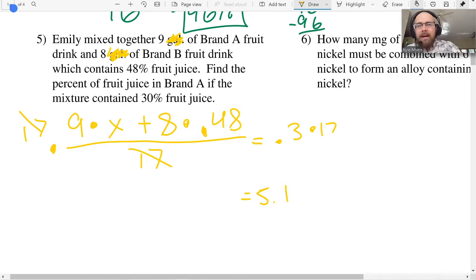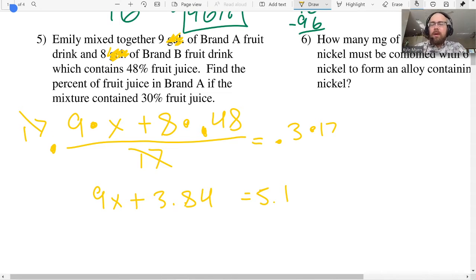Okay, and then we have 9x plus 8 times 0.48. Well, let's see. 8 times 0.48 is 3.84. Let's think about it. 0.48 is basically 0.5, which is half. Half of 8 is 4. A little less than 4 is 3.84. Yeah, that makes sense. Remember, always be checking.